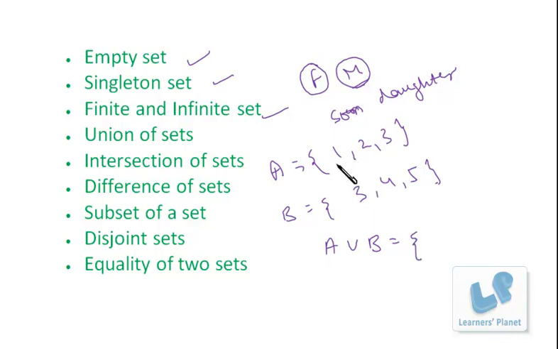Now we see elements in A are 1, 2, 3, and elements in B are 3, 4, 5. 3 we have already taken, so now 4 and 5 will be there. We will take each element once only. So A union B is 1, 2, 3, 4, 5, right? So all the elements of A and B come in this set. So this is the union of sets and we represent it by U, right?